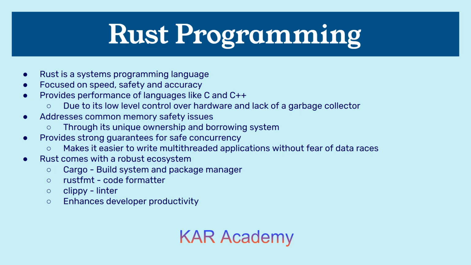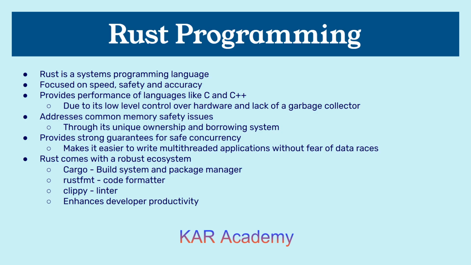Rust is a systems programming language. It focuses on speed, safety, and accuracy. It provides performance of languages like C and C++. Due to its low level control over hardware and lack of a garbage collector, it provides ultimate performance equivalent to low level languages like C and C++.